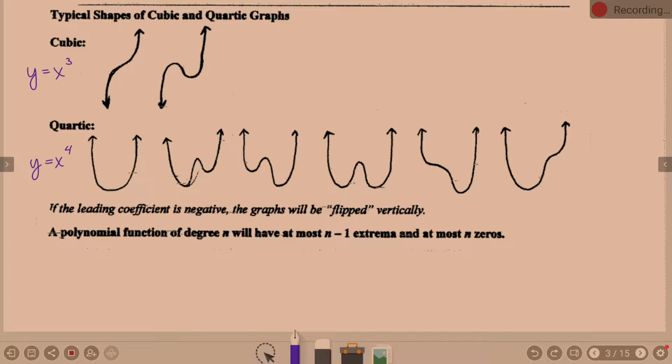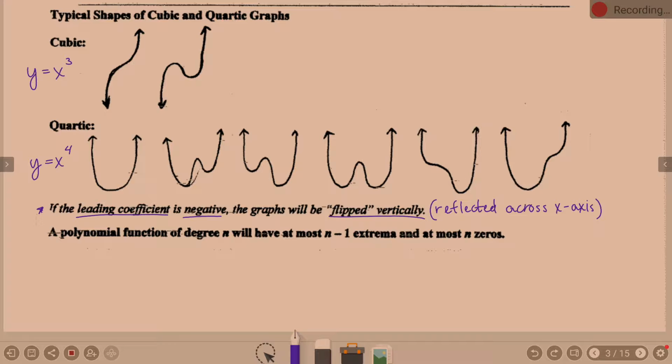Notice, a quartic has an even exponent. Even exponents, their end behavior is up and up, or if we had negative out front, it'd be down and down. So they always start and end the same. Okay? Now, some key information here. If the leading coefficient is negative, the graphs will be flipped vertically. When we talk flipped vertically, that is the same idea as saying reflected across the x-axis. So if that leading coefficient is negative, flip these graphs upside down. Kind of already talked about that.